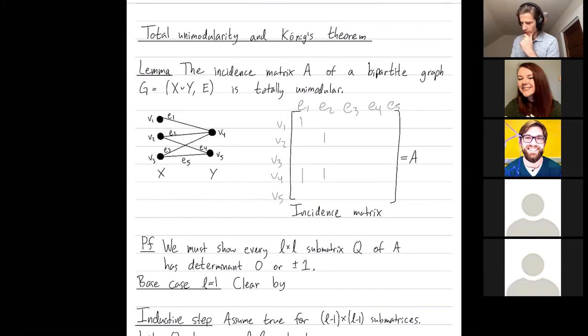Edge E3 is connected to vertices V3 and V4. Edge E4 connects vertices V2 and V5. And edge E5 connects vertices V3 and V5. And then all of the other entries are 0. So you'll notice that every column corresponds to an edge, and so every column has exactly 2 ones because an edge connects 2 vertices.